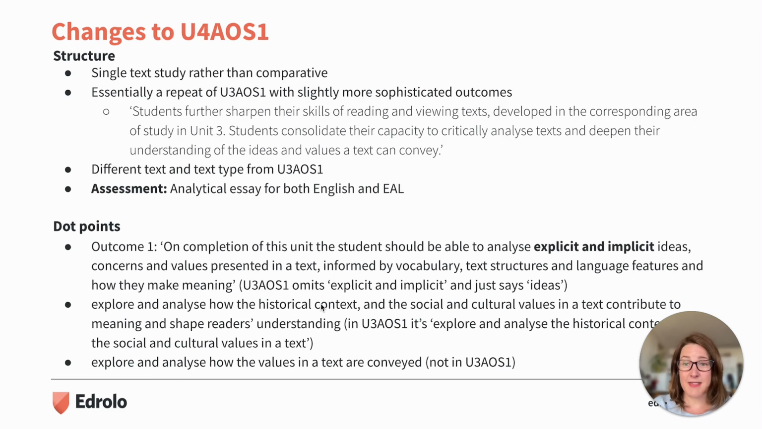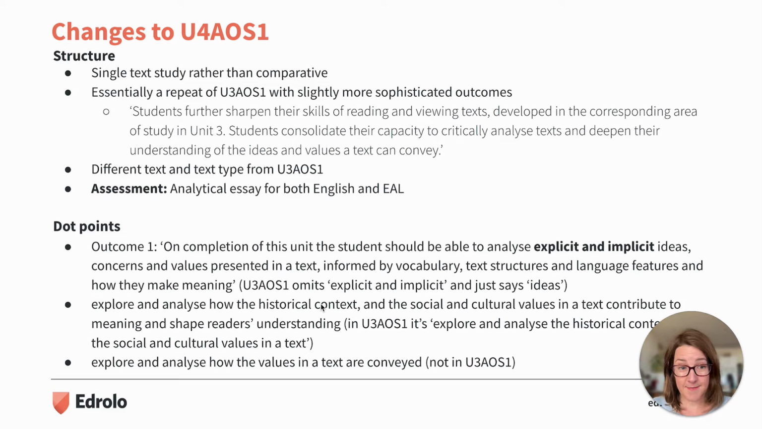Unit 4, AOS 1, of course, structurally, this is now a single text study rather than a comparative. It's essentially a repeat of the Unit 3 AOS 1, but with slightly more sophisticated outcomes. So they further sharpen their skills of reading and viewing texts, consolidate their capacity to critically analyze text, etc. So this must be a different text, of course, and a different text type from what they studied in Unit 3 AOS 1, and the assessment is an analytical essay for both English and EAL, no extra listening task this time. So the dot points are very similar to Unit 3 AOS 1, as you'd expect.